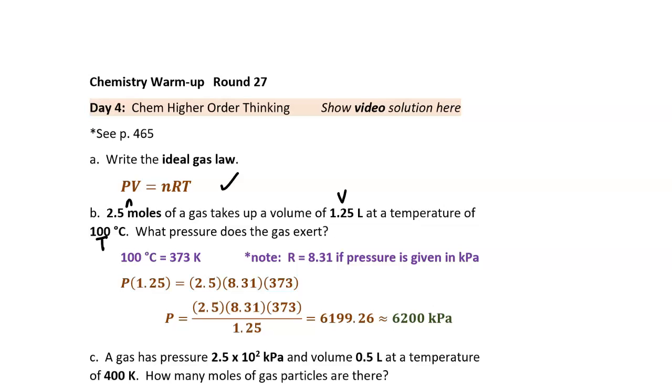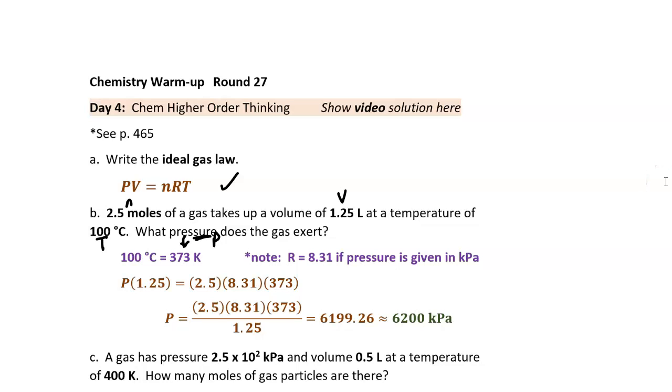However, in gas law problems, temperatures have to be shown in Kelvin. And so the 100 degrees Celsius is changed to Kelvin right here. You add 273. So the result is that T is actually 373 Kelvin. The question is, what pressure does the gas exert? That will be the variable P.